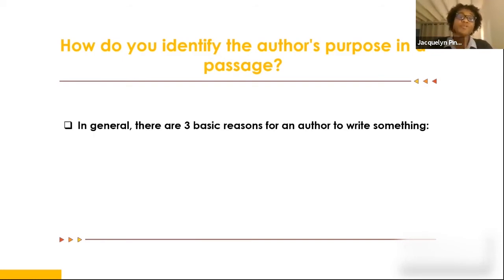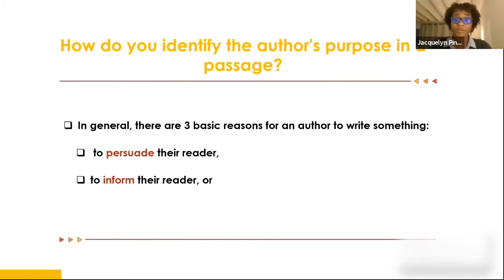In general, there are 3 basic reasons for an author to write something. You may already know. Do you know? We kind of went over it already. 1, to persuade their readers. 2, to inform their reader. 3, to entertain. Now, this is quite similar to, if some of you all have been in public speaking, right? When you're writing a speech, it's the same thing. You're trying to convey a certain message, right? And normally the purpose in conveying your message is to persuade, inform, or entertain, right? Very basic.